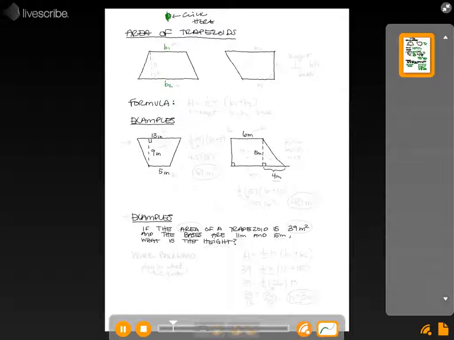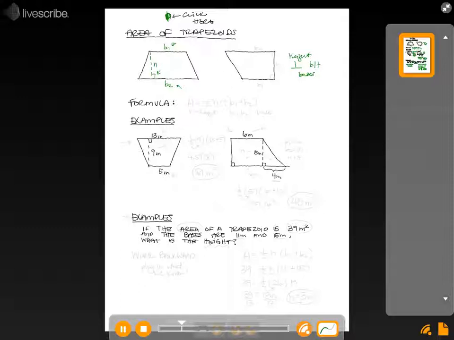The other thing we'll need is the height. And the height needs to be perpendicular between the bases. Remember, this upside down T symbol means perpendicular. So it has to have this right angle here to show that it's perpendicular from one base to the other. Alright? So you need to have those three things. Base 1, base 2, and the height.